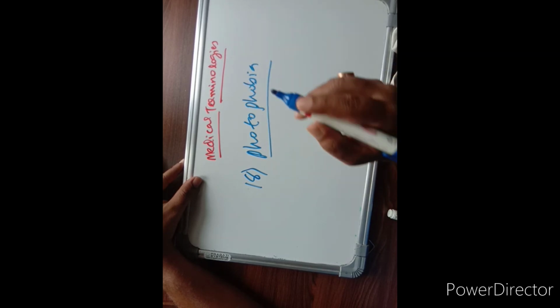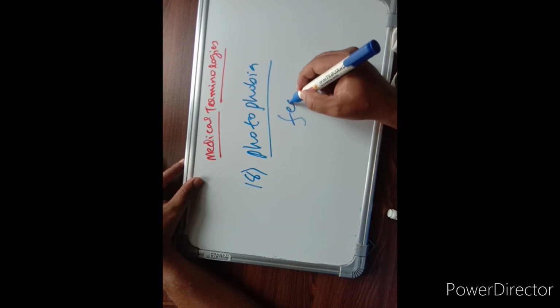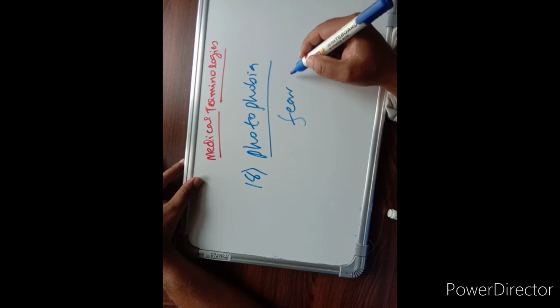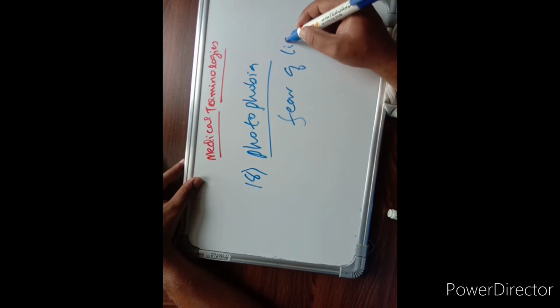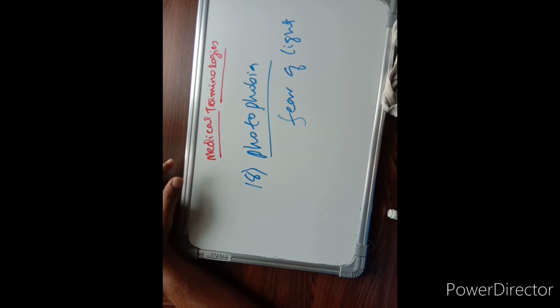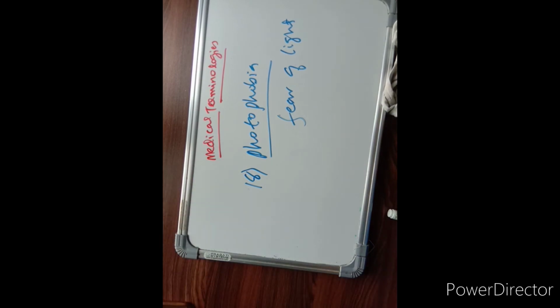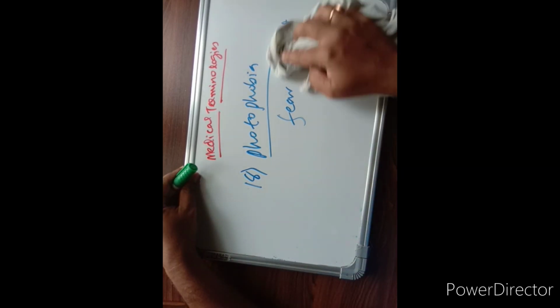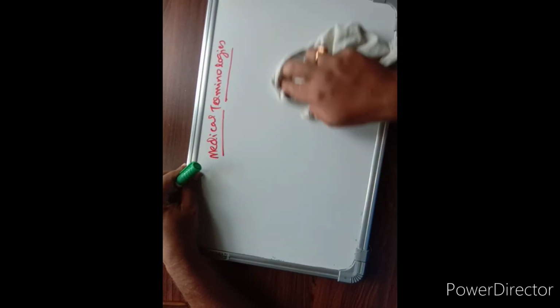Photophobia is nothing but a fear of light. The patient develops anxiety or fear of light. Whenever he is exposed to the light, he will have a fear or anxiety towards the light. So that is known as photophobia. Next terminology we'll see.